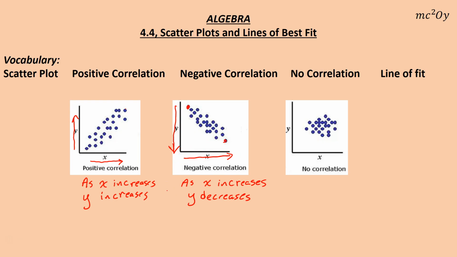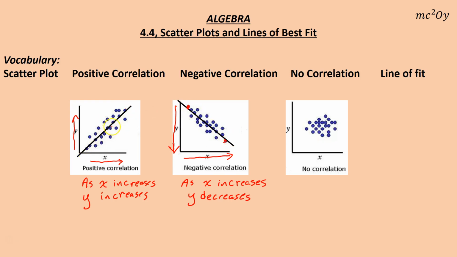And then no correlation really doesn't have any pattern, any line associated with it. We could kind of imagine a slope of a line going downward here, a slope of a line going upward here. In fact, let's put some lines in there. There we go. Those are called lines of best fit. A line of best fit kind of shows the trend of the data.